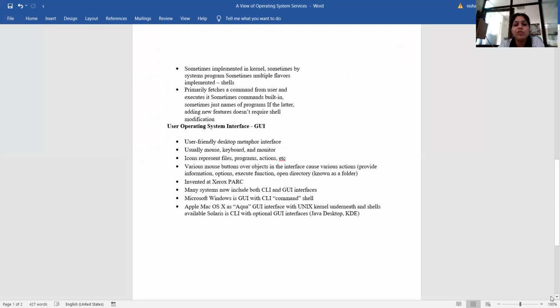Many systems now include both CLI and GUI interfaces. Microsoft Windows is GUI with a CLI command shell. Apple Mac OS X has the Aqua GUI interface with a Unix kernel underneath and shells available. Solaris is CLI with optional GUI interfaces, that is Java Desktop and KDE. These all are the operating system interfaces.